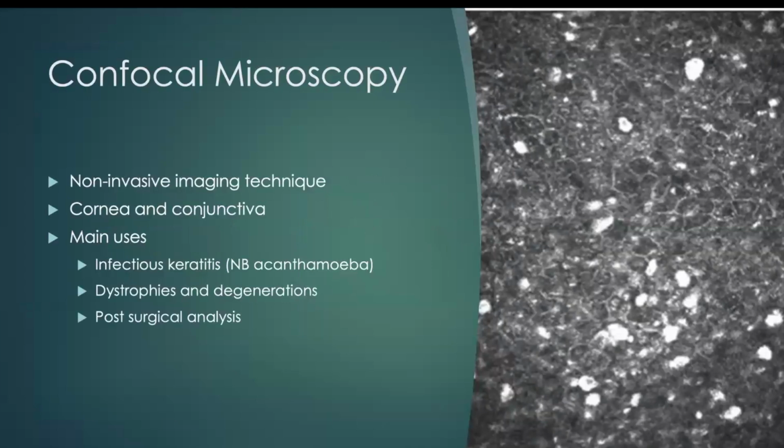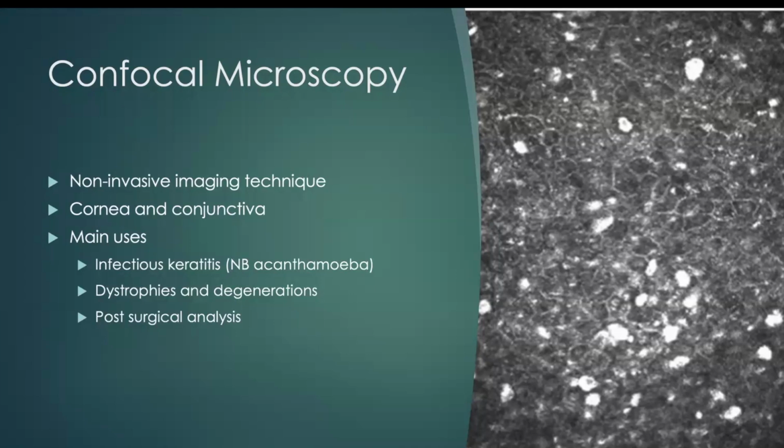It uses diffuse light along the surface of the eye, looking at the cornea and the conjunctiva, and it uses pinholes to essentially have a conjugate of focal points, which is where the term confocal comes from. It has lots of uses, but it's mainly used to look at things like infectious keratitis, specifically acanthamoeba. You can refer to the tutorial on infectious keratitis, where I've gone through the different types of microorganisms and acanthamoeba in general.